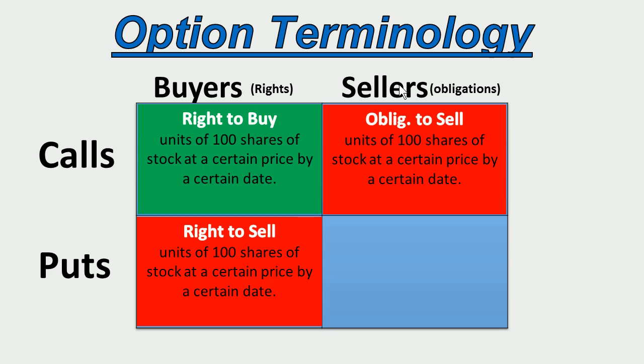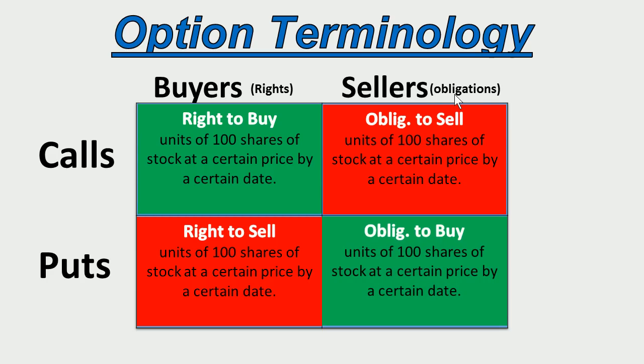And then finally, the seller of a put option also has obligations, and they are obligated to buy 100 shares of a stock at a certain price by a certain date. So buyers and sellers with rights and obligations.